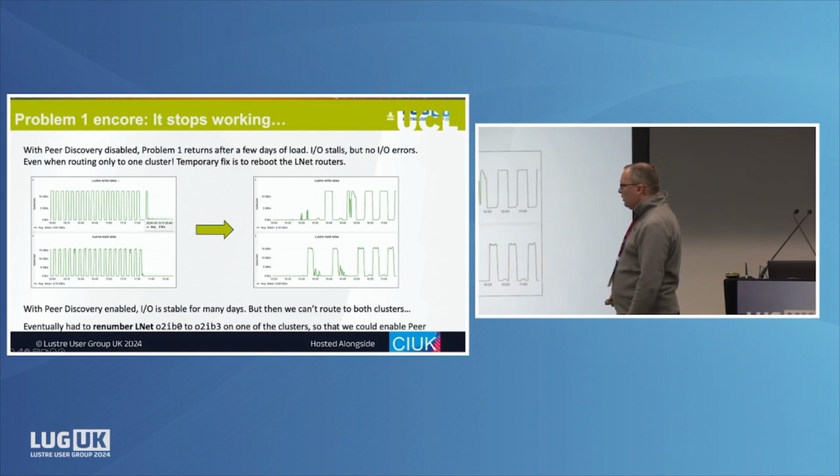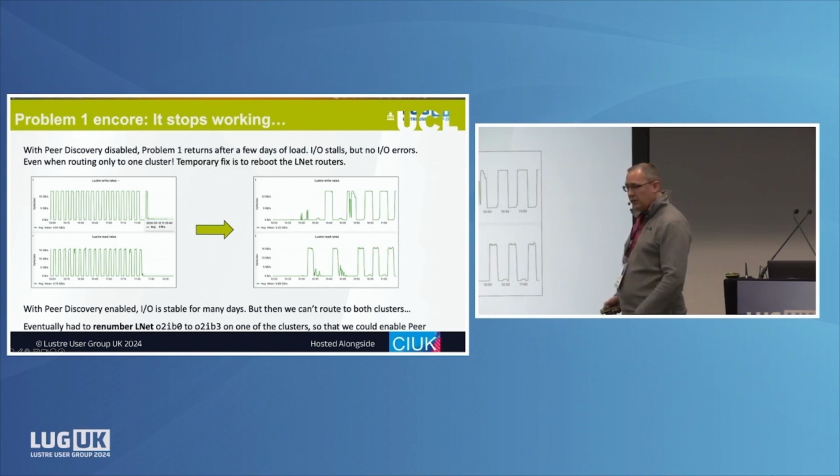So we turn on peer discovery again, and after that, basically this problem didn't happen anymore. Everything was stable even for many days. But of course, we can't really do that in production because we still need to route to both of our clusters. So eventually we had to do the hard work and actually renumber the LNet on one of the clusters.